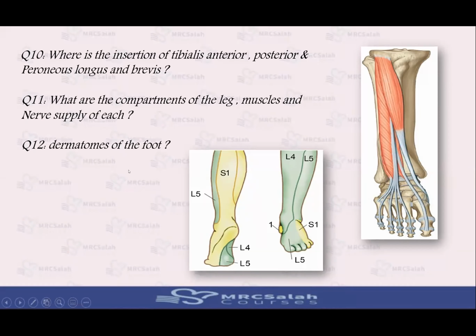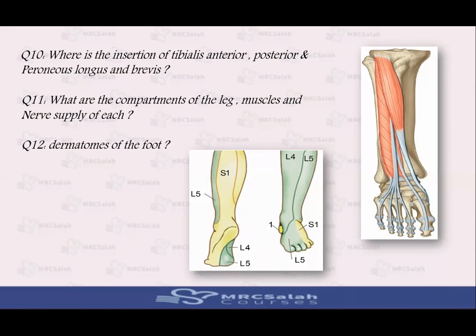Okay, next question. Can you tell me the compartments of the leg, the muscles, and the nerve supply of each? The compartments of the leg are the anterior compartment, posterior compartment, and lateral compartment. The anterior compartment nerve supply is the deep peroneal nerve, the lateral compartment the superficial peroneal nerve, and the posterior compartment is the posterior tibial nerve. Okay, enough.